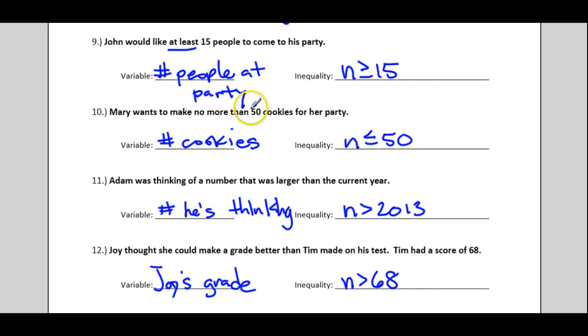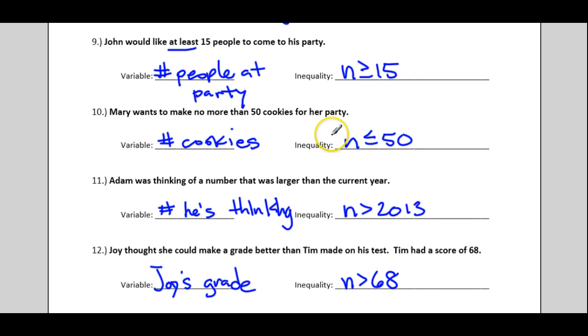All right, this one's a little tricky. Mary wants no more than 50 cookies. So that means 50 is the most she wants. No more than that. So that means it's your variable. She wants less than or equal to 50. 50 is okay to bring to a party, but 50 or 49, 48 or less.